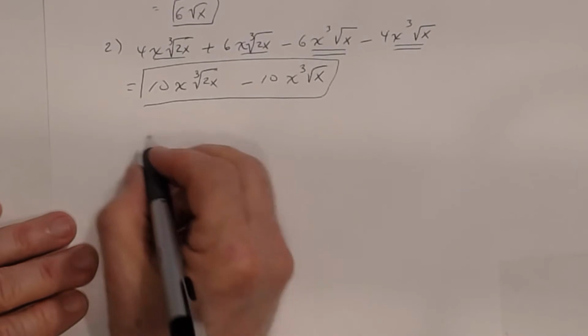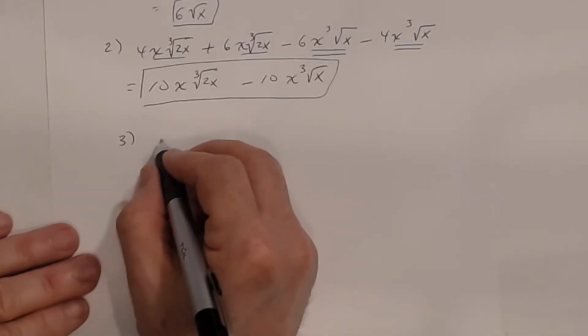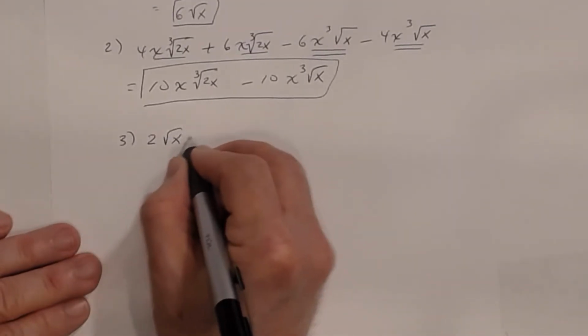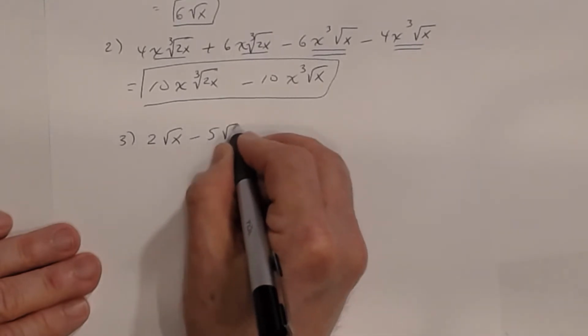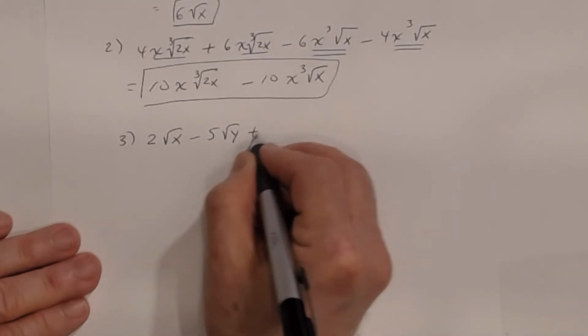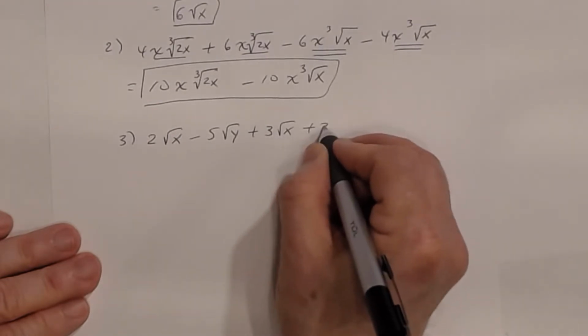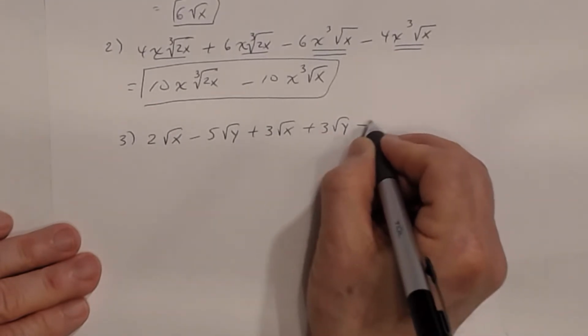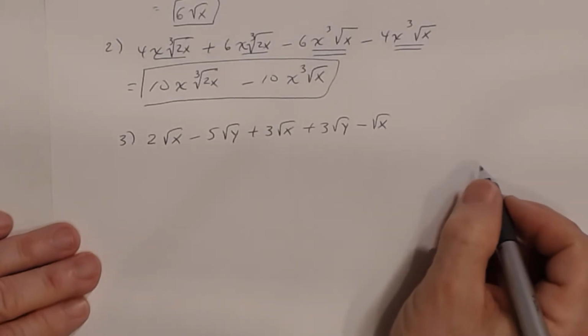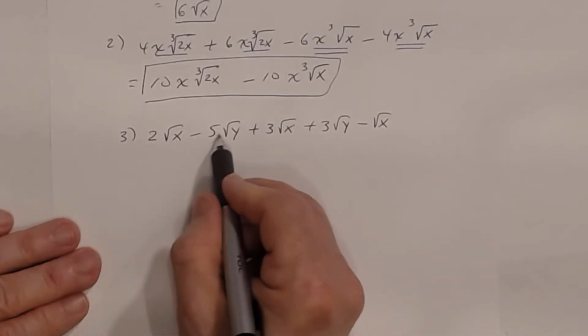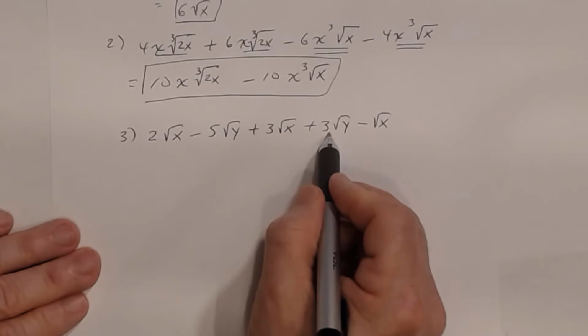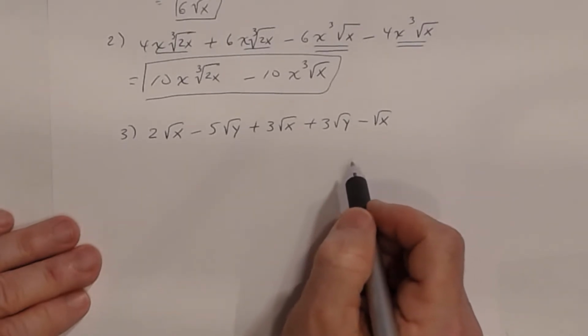Let's look at number 3. Number 3, I have 2 square root of x minus 5 square root of y plus 3 square root of x plus 3 square root of y minus the square root of x. So I have 1, 2, 3, 4, 5 terms.